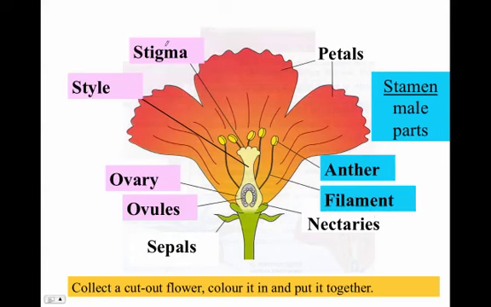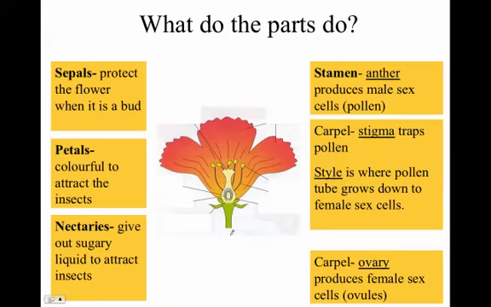Here it is again. You can see in purple here, the female parts, the stigma, the style, the ovary with the ovules, and then eggs inside. So the gray parts, the ovules. Then the male parts are the anther, which contain the pollen, and the filament. So let's talk again. Here are the sepals, protect the flower. The petals are colorful to attract insects. The stamen produce male pollen. The style is where pollen tube grows down.